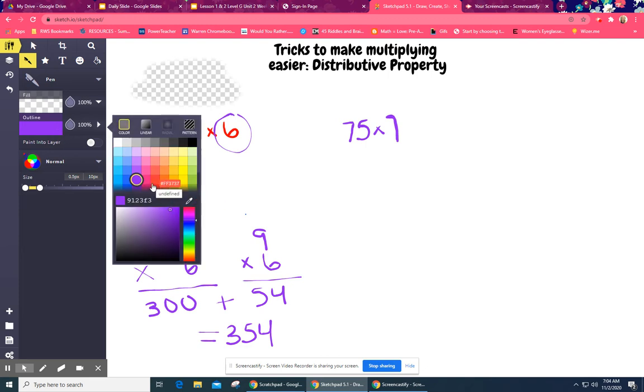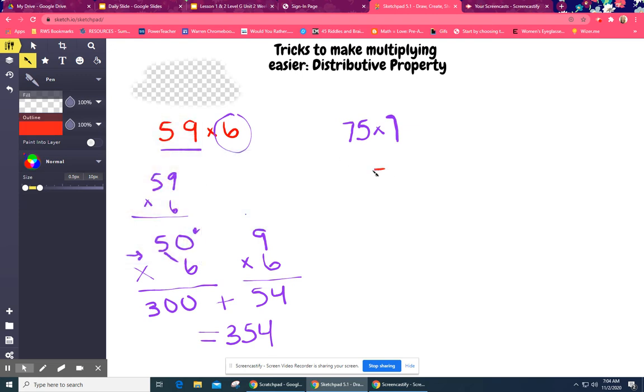So we've got 75 times 7, and you always break the bigger number apart. So you could do, well, let me restart that. 70 and then 5. So we've broken apart 75, and you're going to multiply both pieces by 7.